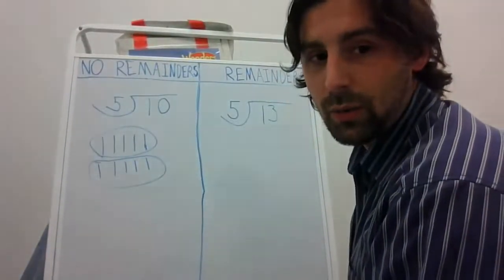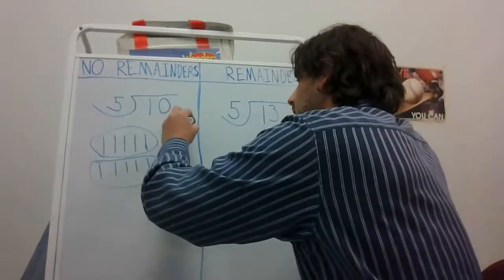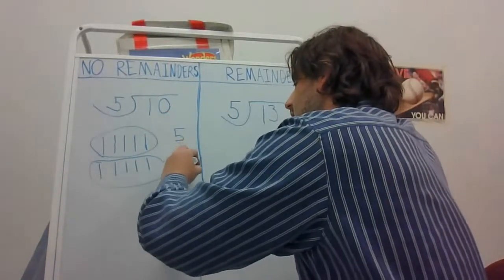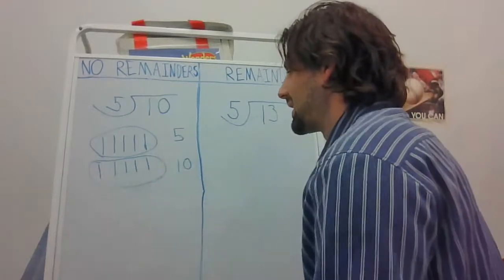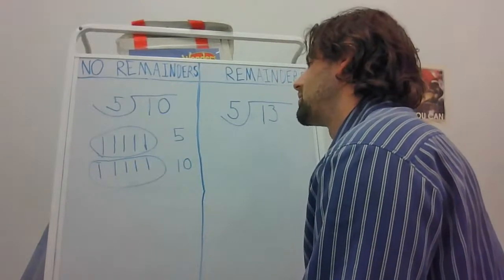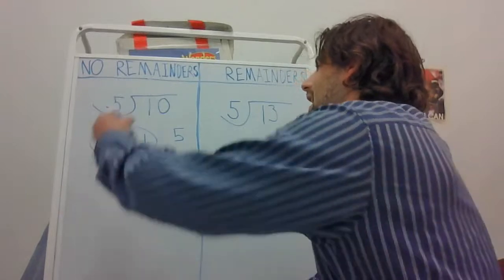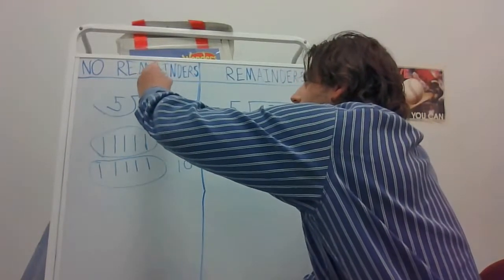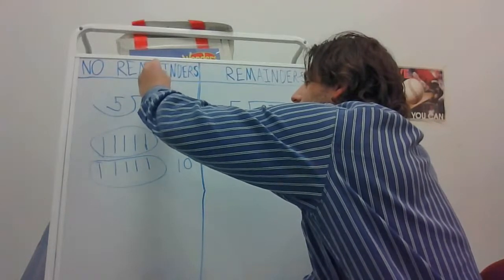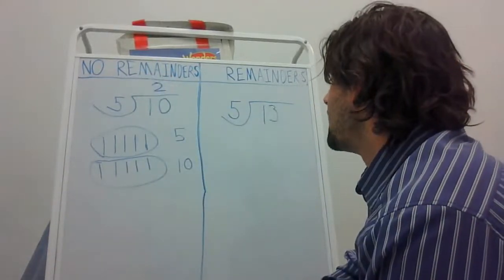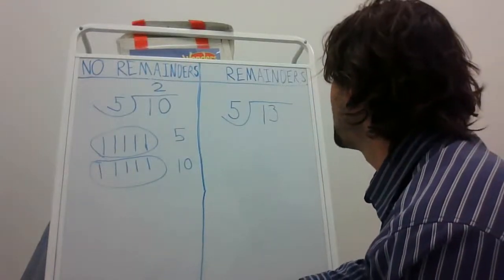Now, if you want to do it the quick way, you can just skip count. 5, 10. So I had to count by 5s twice to get to 10. So 10 divided by 5 equals 2. I was able to get 2 groups of 5 within the number 10.